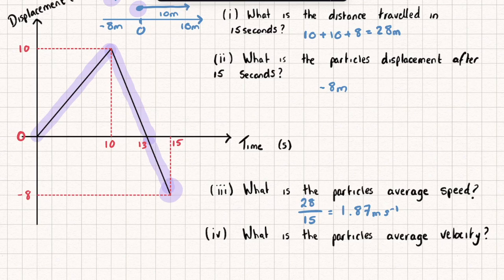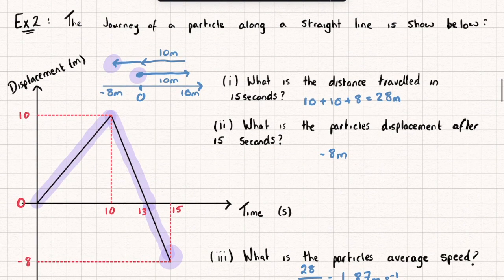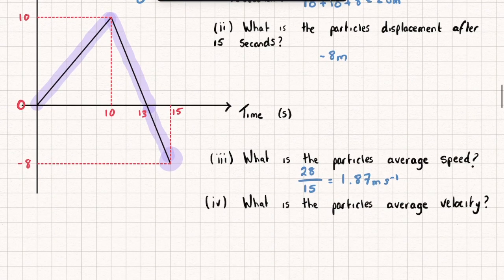Let's now look at the average velocity. Okay, and to calculate the particle's average velocity, we look at the total displacement and then divide that by the total time it spent travelling. So the total displacement was -8 metres, so let's write that down, -8 metres, divided by again the 15 seconds that it spent travelling, and this gives me an average velocity of -0.53 metres per second. And again, it's super important we have that negative sign because velocity is a vector quantity and so the direction does matter.